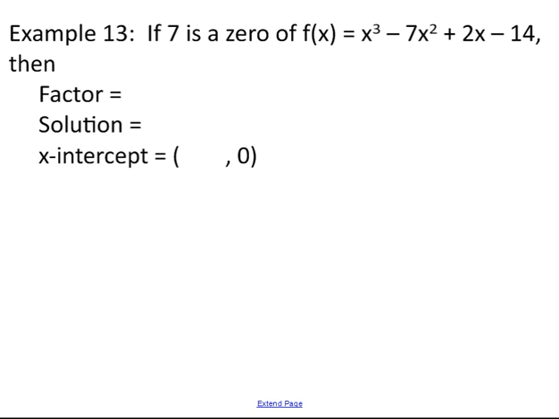Example 13, if 7 is a 0, a factor would be x minus 7. Remember, this has to be the opposite sign of whatever this one is. So we would write x minus 7. The factors always have to have an x. The solution is going to be the same, x equals 7. The x-intercept, 7, 0.